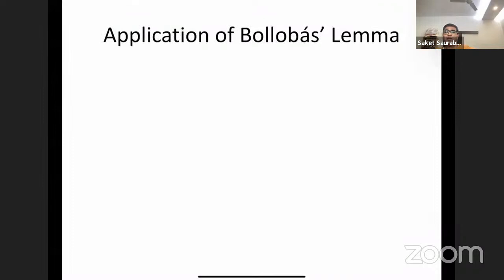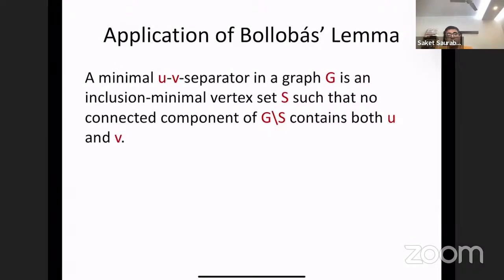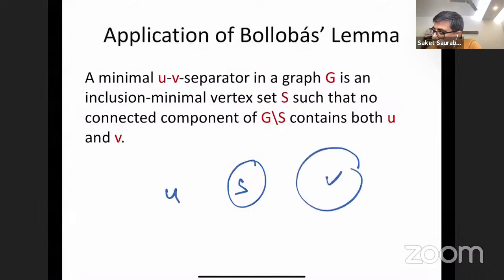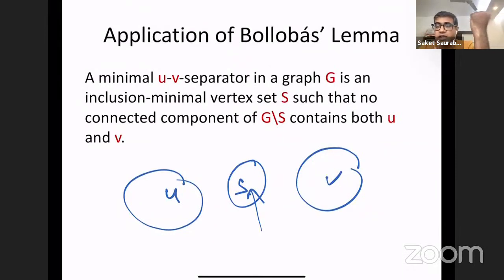And now let me give you an application of this nice combinatorial lemma in something called finding a minimal UV separator in a graph. Okay. So what is a minimal UV separator in a graph G? It is an inclusion minimal vertex set S such that U and V belong to two different components. So if you delete this set S from your graph, U and V get disconnected and they belong to different connected components.